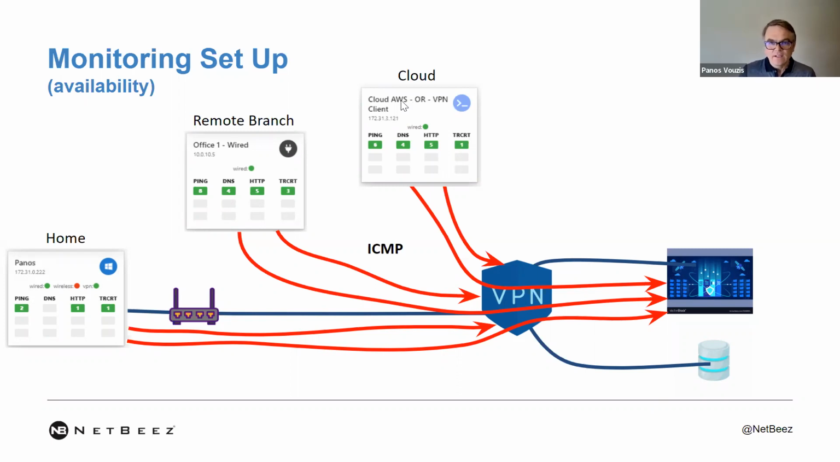And if this agent detects that the VPN concentrator is not accessible or cannot pass traffic, that means nobody else will, right? If my remote branch agent shows that the VPN is not accessible, that means all my users in that remote branch won't be able to access my VPN.